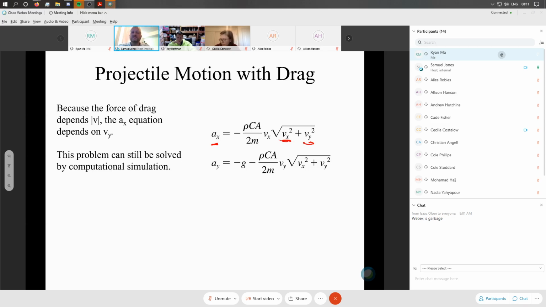And what I'm saying is the reason is because your forces and your acceleration in the x direction depends on a kinematic variable in the y direction, and vice versa. Your acceleration in the y direction depends on a kinematic variable in the x direction. And so those two equations are no longer effectively independent.